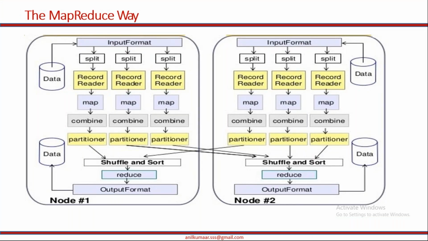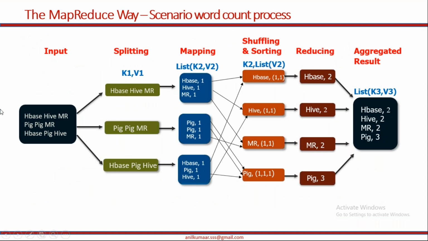See here, once you process the data, you'll get output like this, right? HBase comma 2, Hive comma 2, MR comma 2, and Pig comma 3. Just consider you are not interested in the output like this, because all are keys, right? HBase is one key, Hive is one more key, MR is a key, and Pig is also one more key here. So based on these keys, you want to go with a partition. Like in the first partition, you want to keep HBase. And in the second partition, you just want to keep the Hive related stuff.